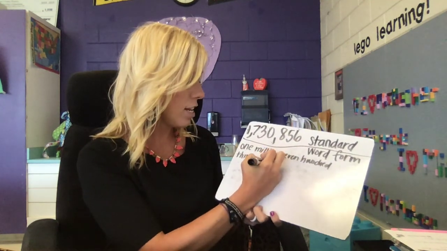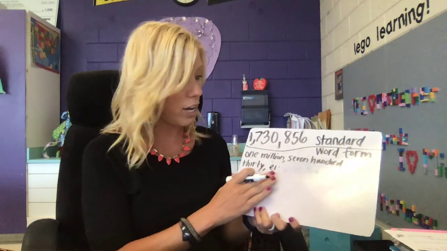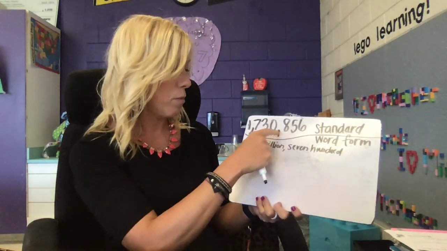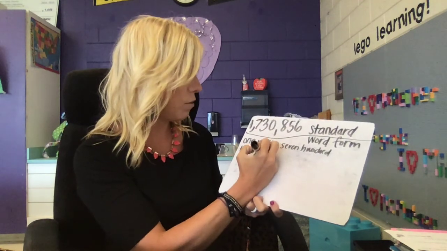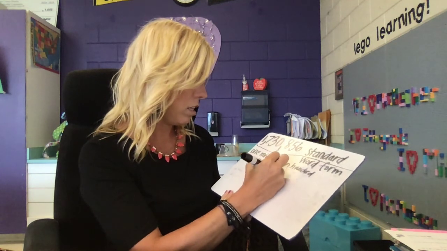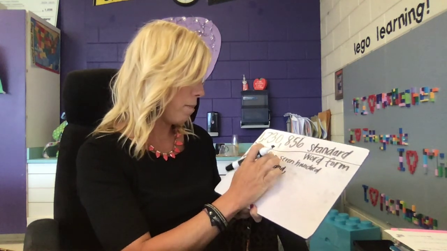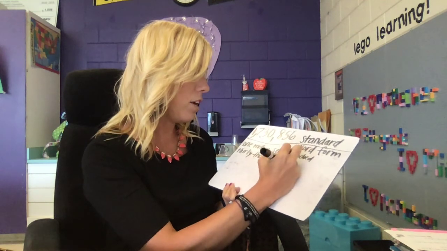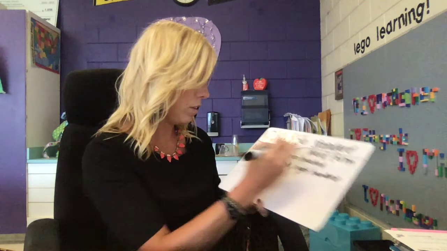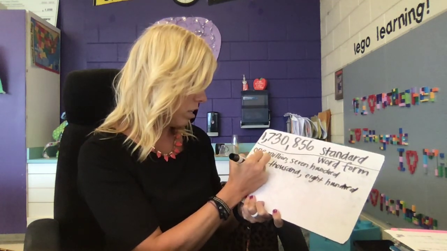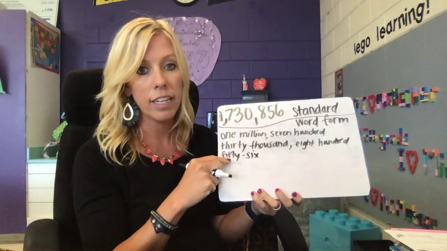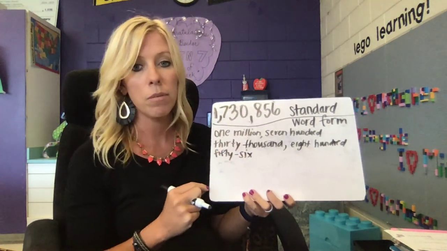1,730,000. Oh, look at me forgetting. 730. Remember that comma stands for something. 1,000. Then I put my comma. 856. Okay. And when you have numbers like 56, 28, 99, that's when we put that dash in between those.